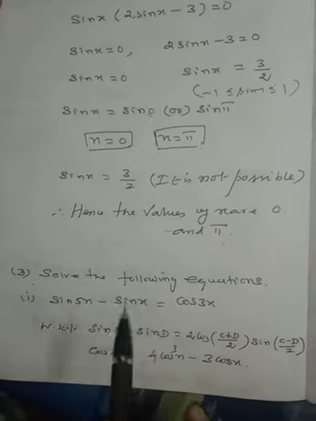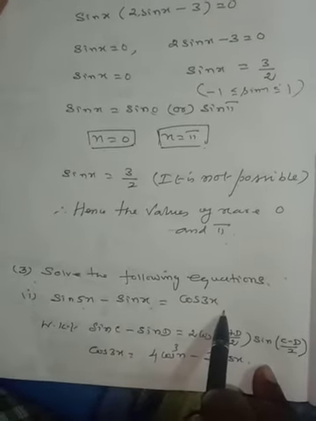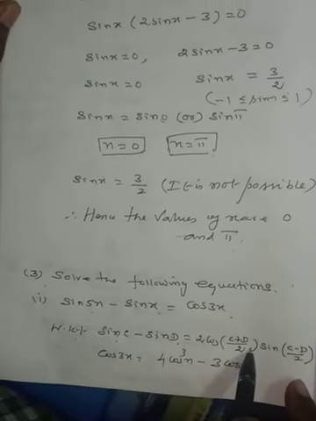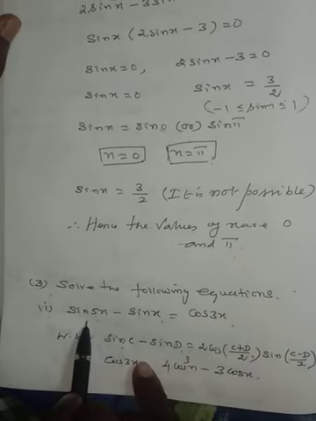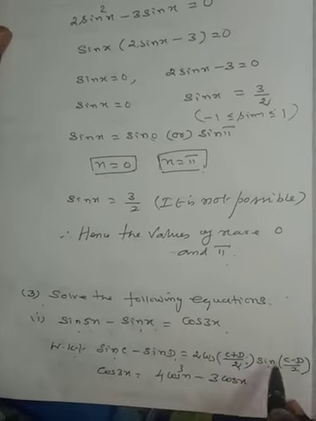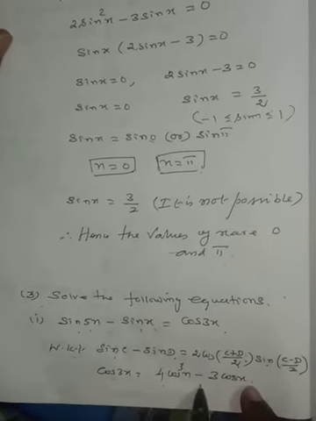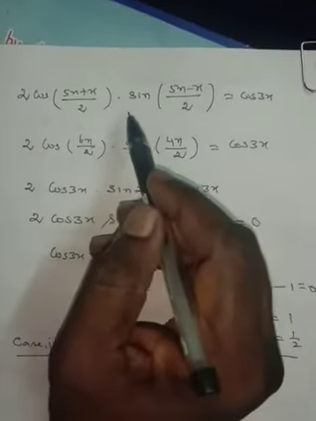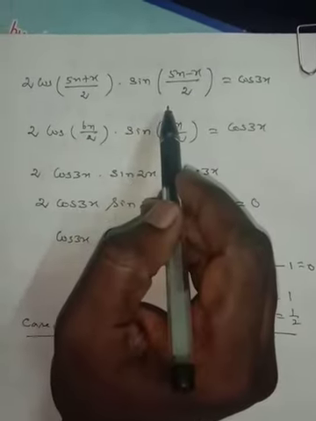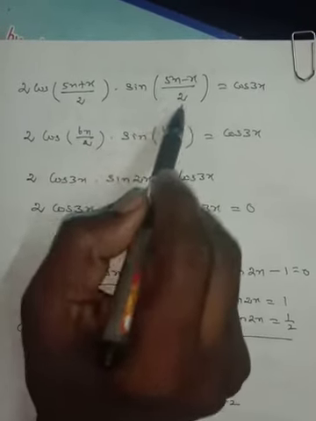Question number 3. Solve the following equations. Number 1. Sin 5x minus sin x is equal to cos 3x. We know that sin c minus sin d is 2 cos c plus d by 2 into sin c minus d by 2. Using the cos 3x formula, 4 cos cube x minus 3 cos x. The formula, sin c minus sin d is 2 cos c plus d by 2 into sin c minus d by 2.